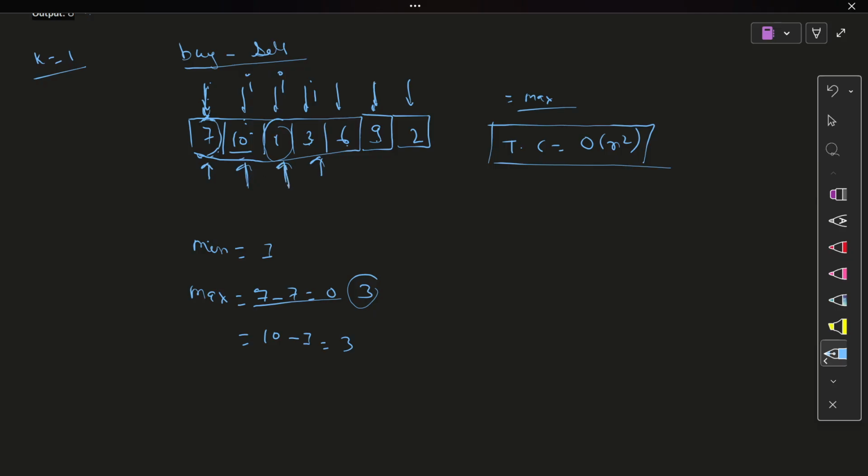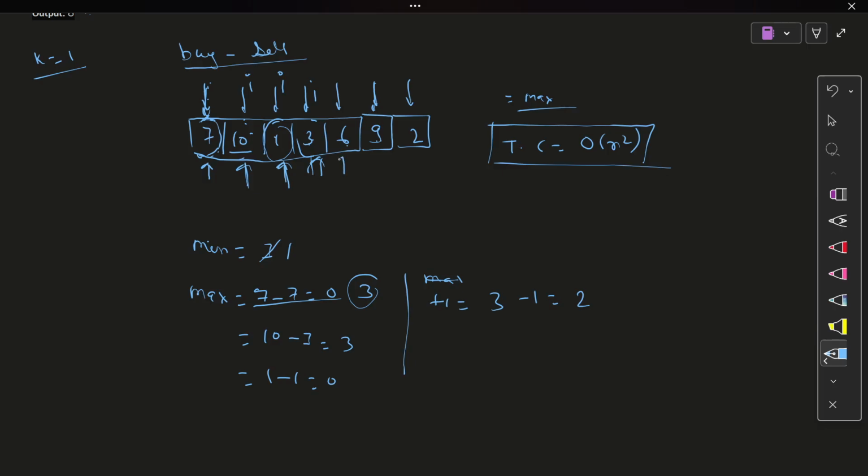Then update minimum. Is 7 greater than 1? Yes, so minimum is 1. Then 1 minus 1 equal to 0, selling price and buying price are the same. Next 3. Update minimum: is minimum greater than 3? No. So the answer is max, and the selling price is 3 and the buying price is 1. 3 minus 1 is 2. Is maximum 3 smaller than 2? No.